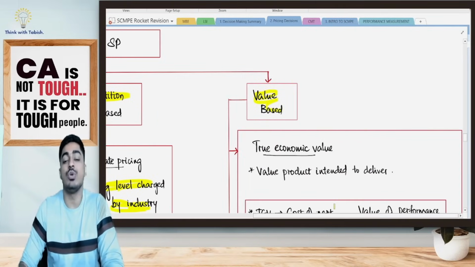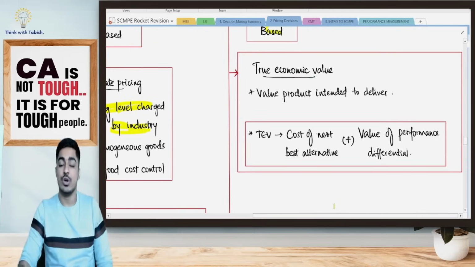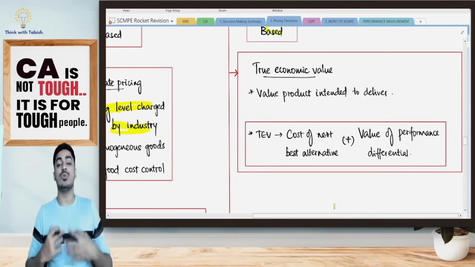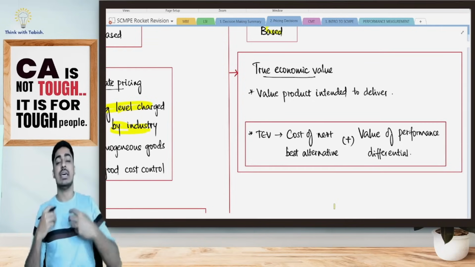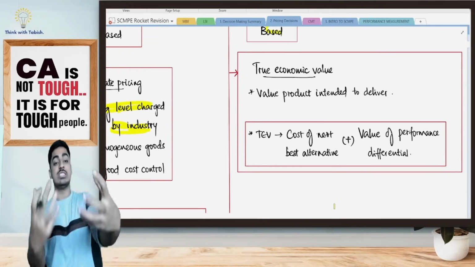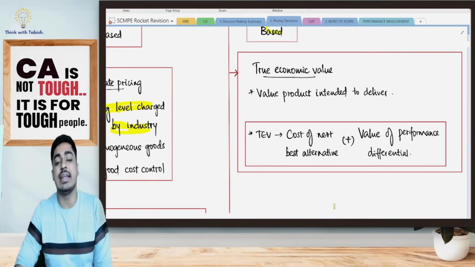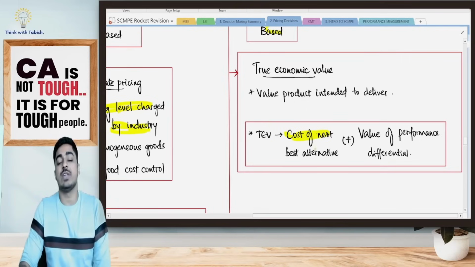And finally, I have my value-based pricing. In that, I have true economic value as well as perceived value. True economic value is the value that the product is intended to deliver. The supplier is telling, yes, this product is giving you this much value. How do we calculate true economic value? It is the cost of the next best alternative plus the value of performance differential.